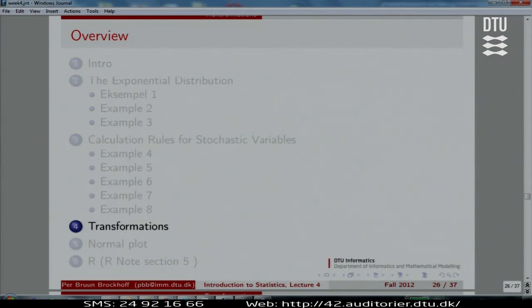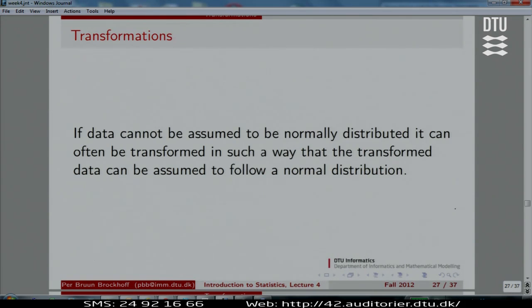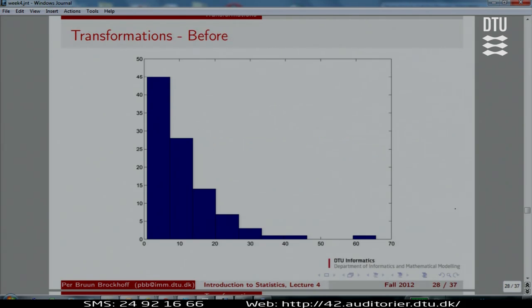Distributions and normal plotting, 4 and 5 on my plan. Going towards data again a little bit. Back to data, back to a column in a data set. A column in a data set could look like this if you make a histogram.